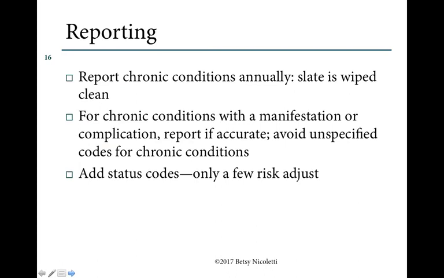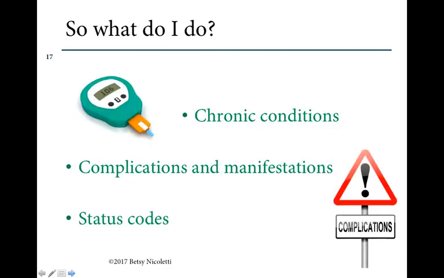So avoid unspecified codes for chronic conditions that you're treating, and then add status codes. We'll talk about which ones risk adjust, only a few do. We coders sometimes go mad with the Z codes. There are a lot of them, but only a few of them actually carry a risk adjusted score. So what are you going to do?